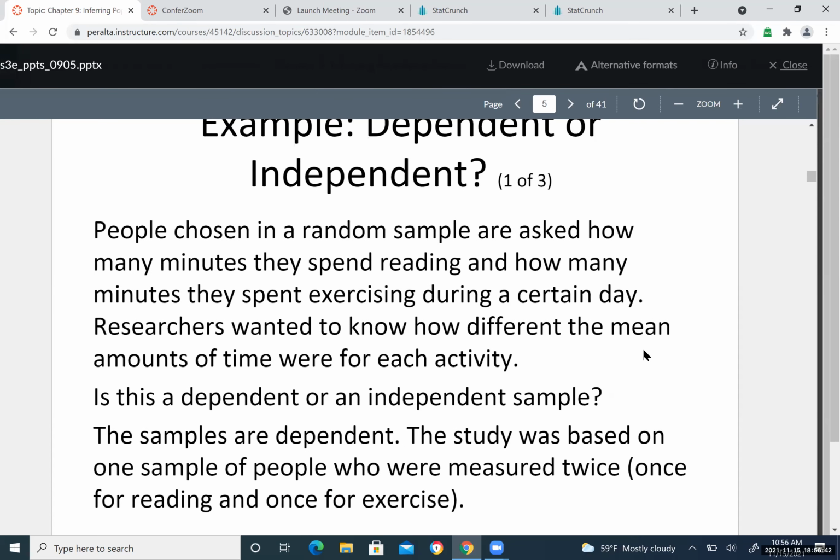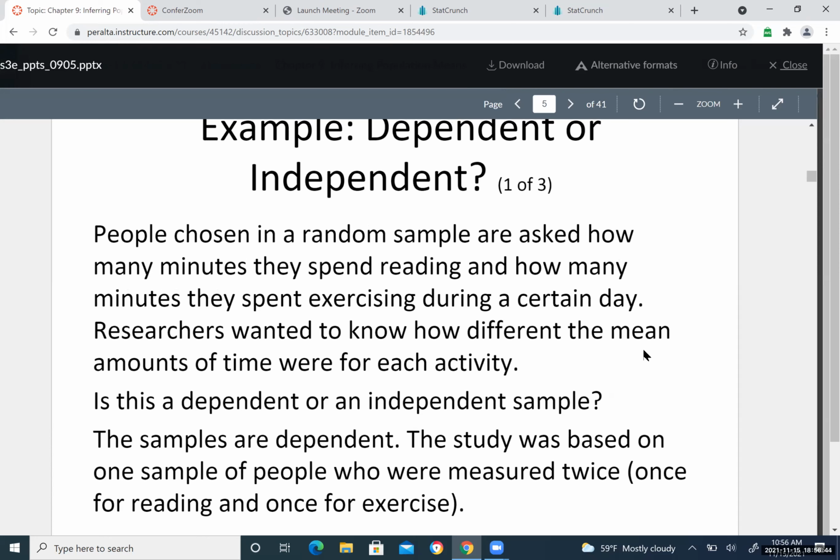So here, check this out. An example so that you can identify whether this is dependent or independent. People chosen in a random sample are asked how many minutes they spend reading and how many minutes they spend exercising during a certain day. They are comparing one person doing two things in a day. Researchers wanted to know how different the mean amount of time was for each activity.